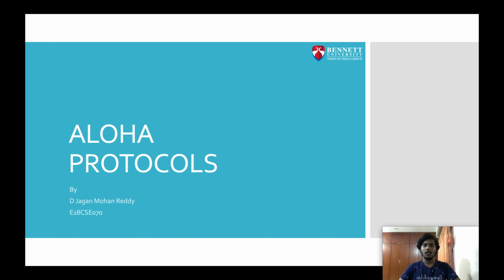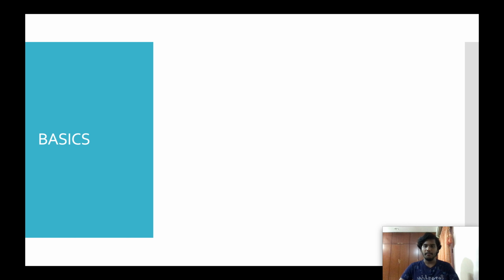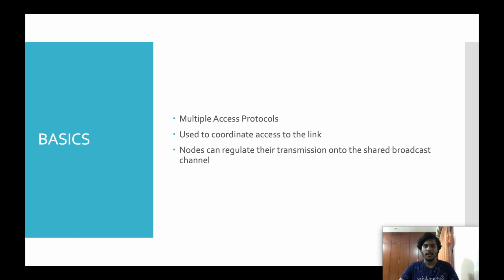Now, in this video, I will be explaining about ALOHA protocols in computer networks. Now, coming to the topic, what is ALOHA? And let's get to the basics. It all comes under multiple access protocols. And what are multiple access protocols? They are used to coordinate access to the link, and nodes can regulate the transmission onto the shared broadcast channel.